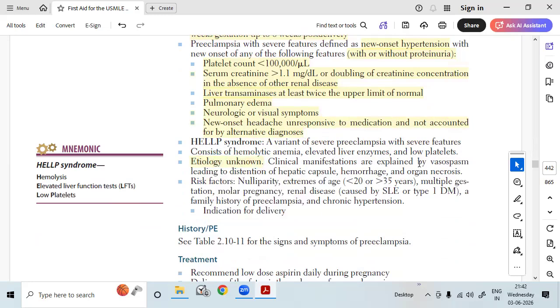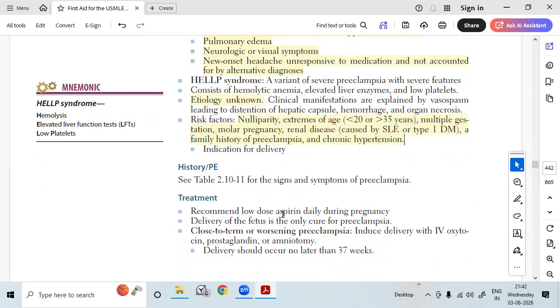Clinical manifestations are explained by vasospasms leading to distension of the hepatic capsule, hemorrhage, and organ necrosis. Risk factors of HELLP syndrome are nulliparity, extremes of age less than 20 and more than 35, multiple gestation, molar pregnancy, renal disease caused by SLE or type 1 diabetes, a family history of preeclampsia, chronic hypertension, and indication for delivery.